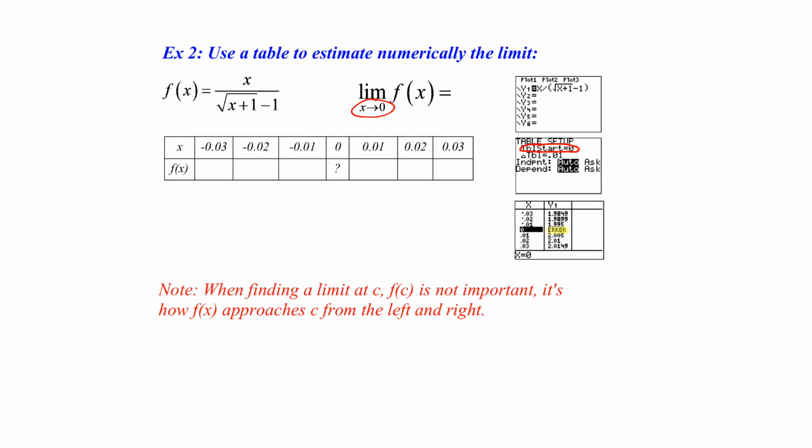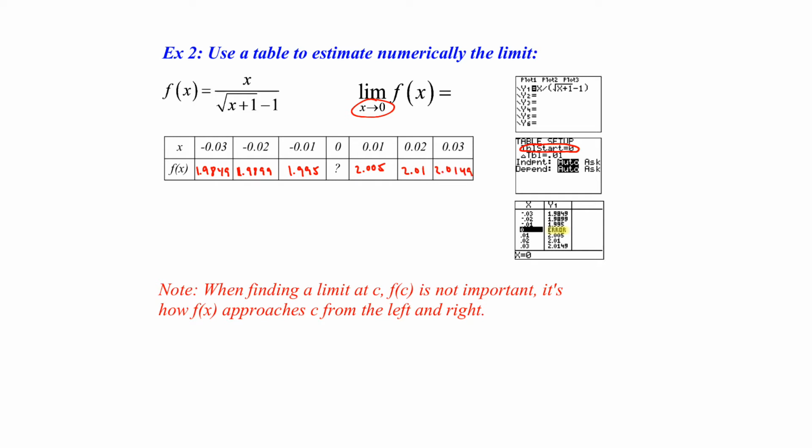So I'm going to write these down in the table. When x is negative 0.03, that's 1.9849. At negative 0.02, it's 1.9899. And at negative 0.01, it's 1.995. And then once again at 0, that's the question we're answering in just a second. So at 0.01, it's 2.005. 0.02, 2.01, and 0.03 is at 2.0149.